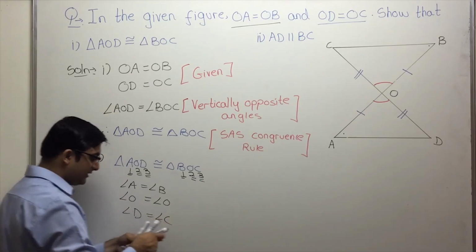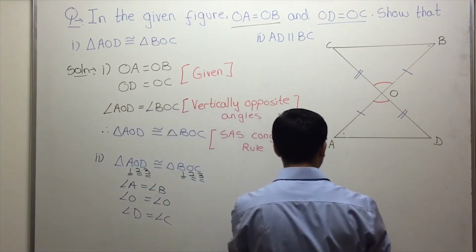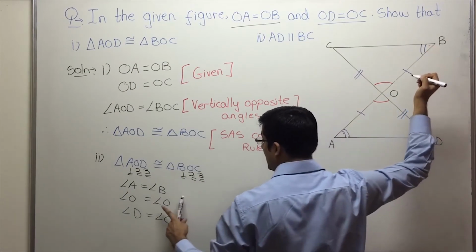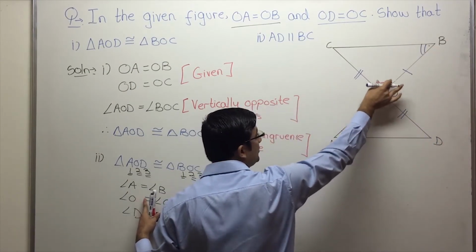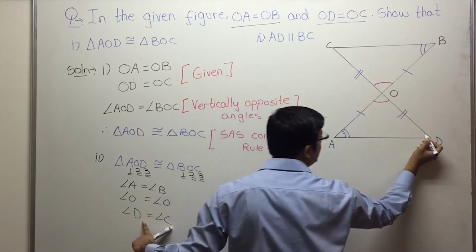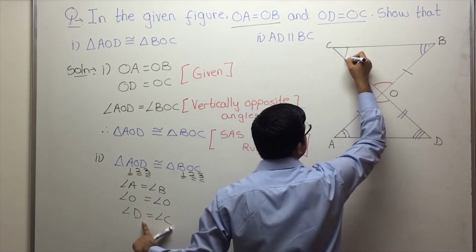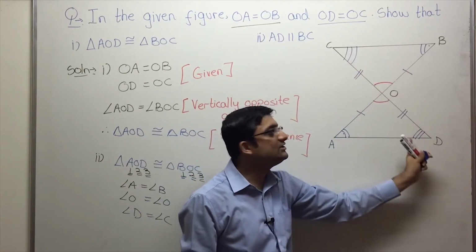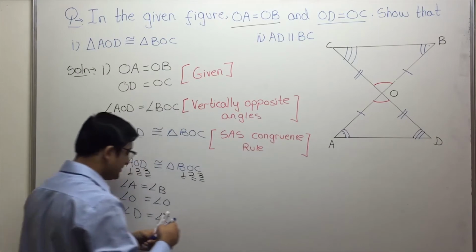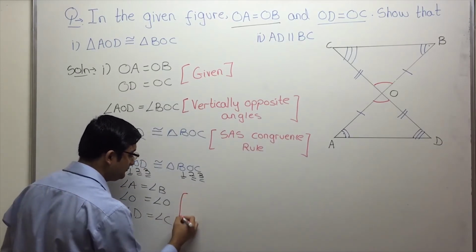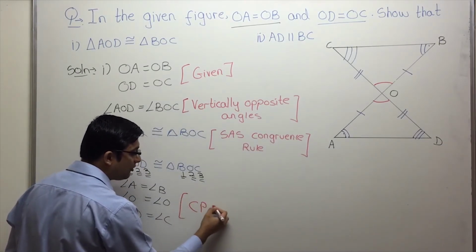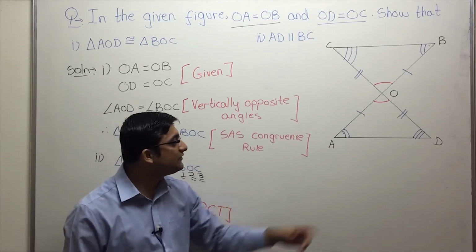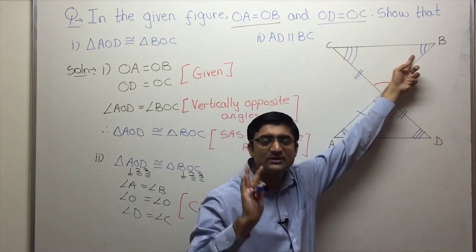Let's mark this in our figure. So we have angle A is equal to angle B. Perfect. Angle O of this triangle is equal to angle O of this triangle, and angle D is equal to angle C. So as you can clearly see, these two angles are equal and these two angles are equal, right? And what is the reason behind this? CPCT, corresponding parts of congruent triangles. So just get all the corresponding angles. So what do we observe over here? Angle A is equal to angle B, which is exactly what we want.